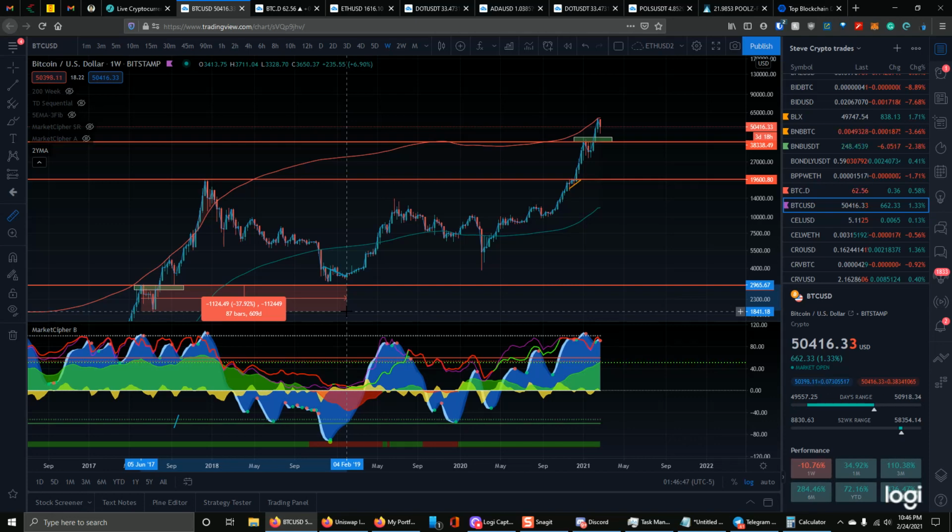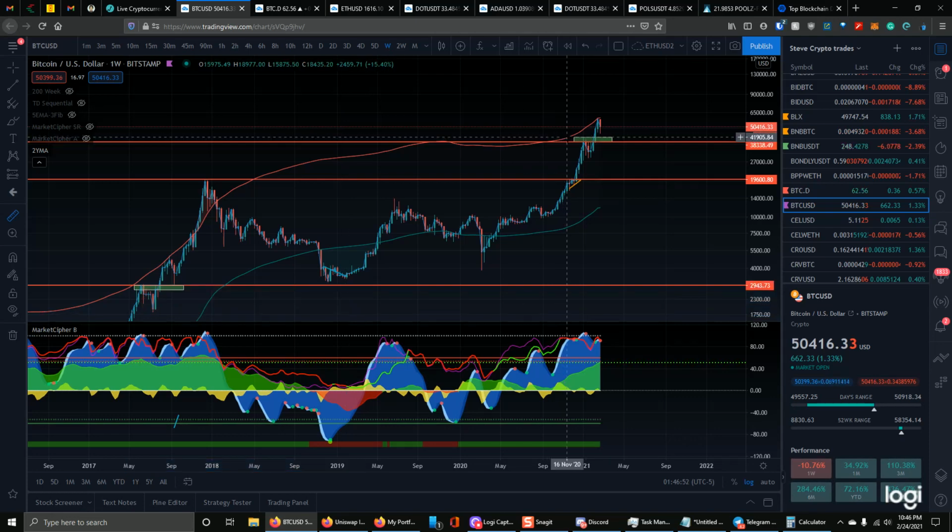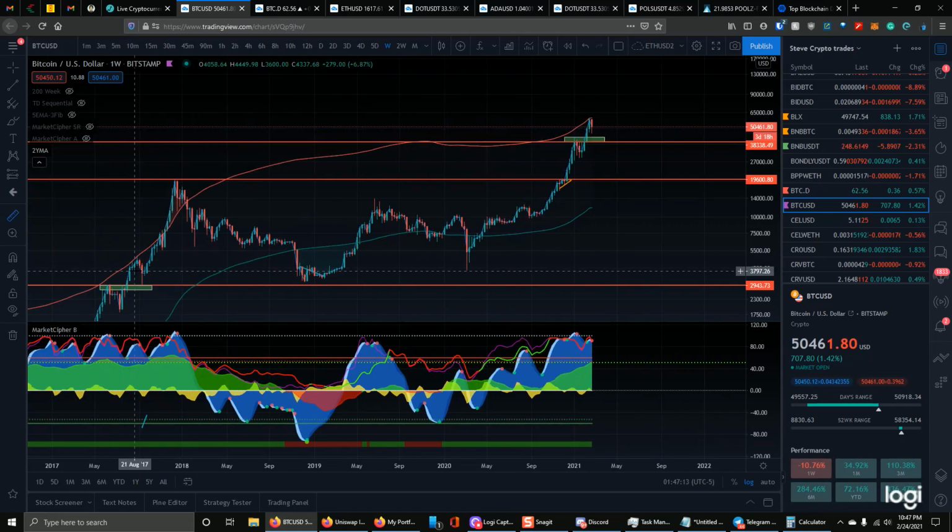So we did get a pullback of roughly 37, let's call it 40%. Here we got a pullback of 30%, 31%, so about 10% less, right? Then when we broke out of here, we got about a 69% move. When we broke out of here, we got a 48% move. So we are seeing diminishing volatility. So once we hit this 2-year moving average, we then had another almost 40% correction.